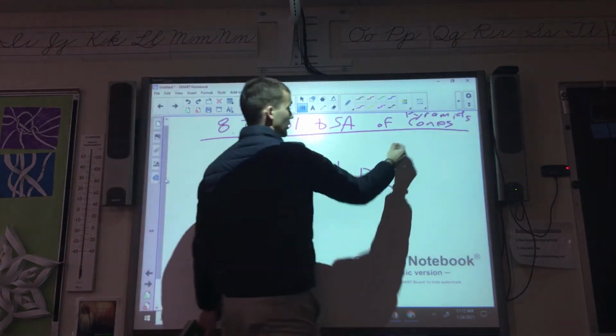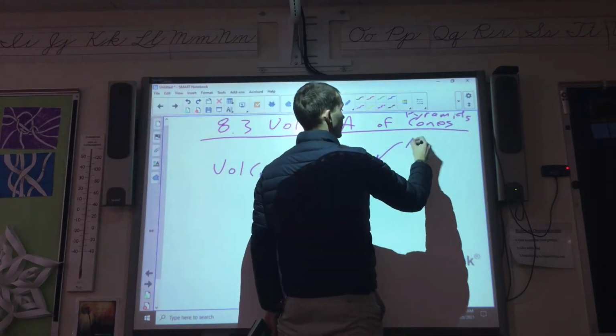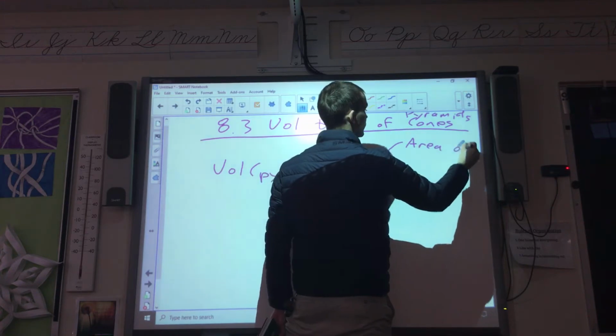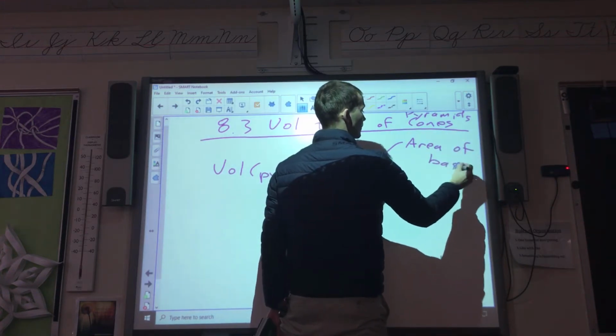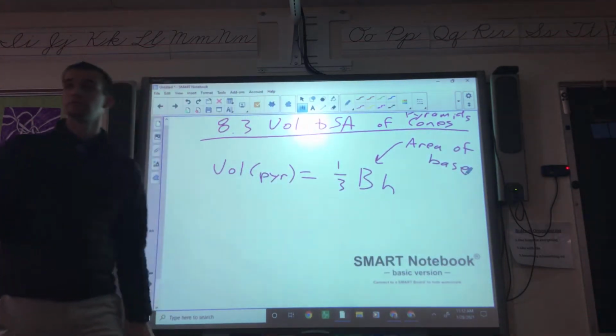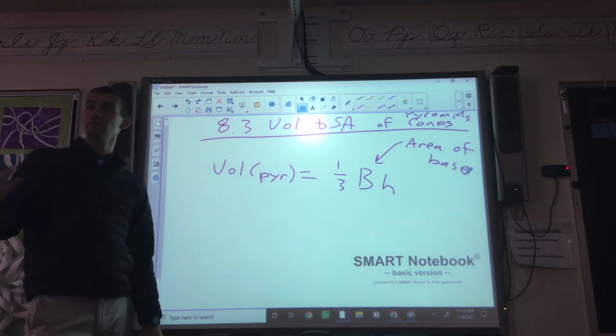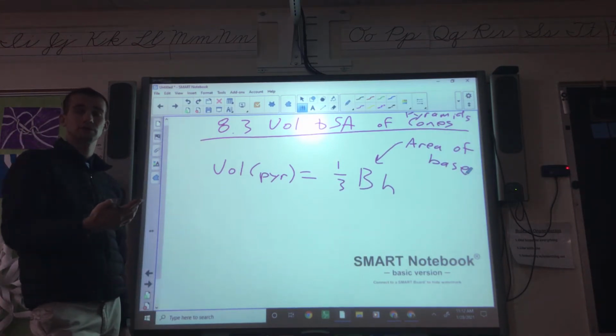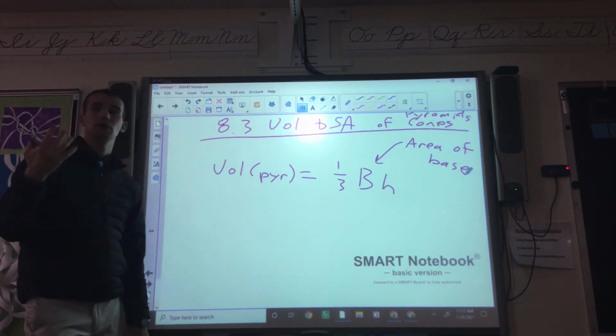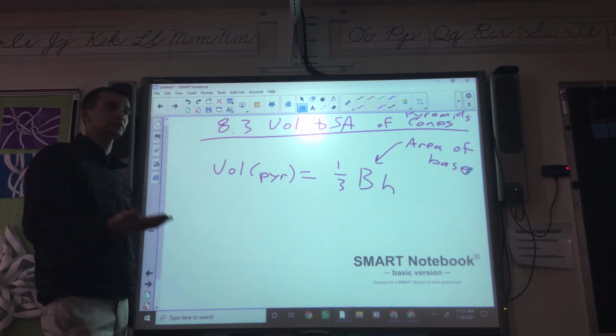Just make sure that you're recognizing, hey, this is area of the base, whatever base that might be. Obviously it's a lot easier to find the area of a square than it is the area of a triangle.